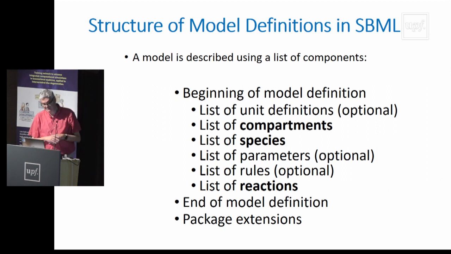So this is the basic structure of an SBML model. It's pretty simple. Units, compartments, species, parameters, rules, and reactions, and that's the end. That's basically the core, okay? That's the core.